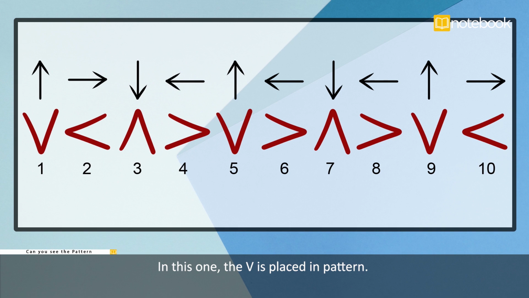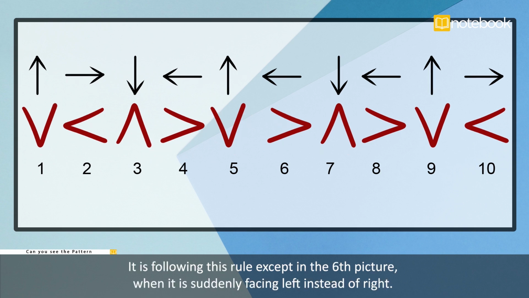In this one, the V is placed in a pattern. In every repetition, the V is rotating itself once: up, right, down, left, and up again. It is following this rule except in the 6th picture, when it is suddenly facing left instead of right.